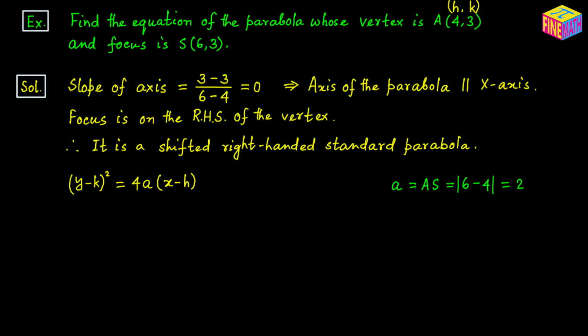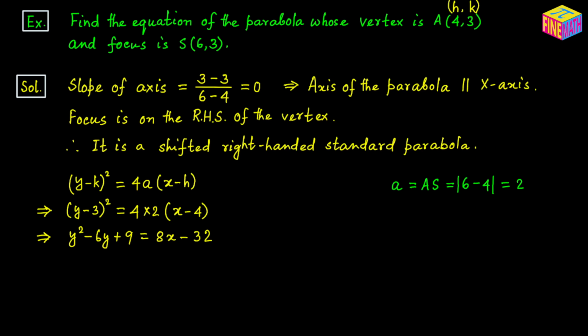And then let's plug in the values of h, k and a in the equation. Our equation would look like this. And then let's expand the whole square. So our equation would look like this. And then let's bring everything to the left hand side. Then our equation would look like this, and that is the equation of this shifted parabola.